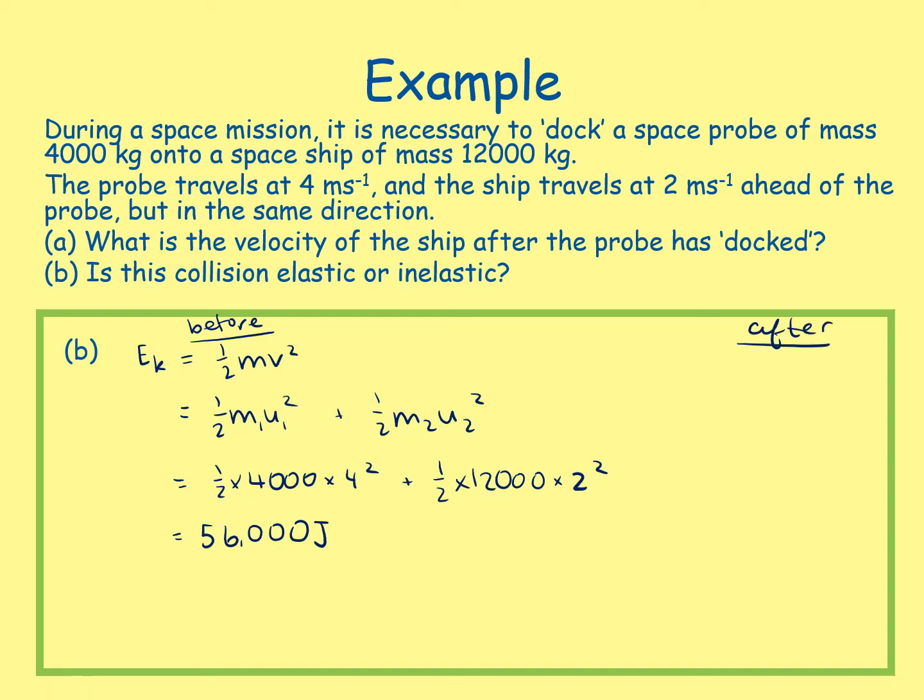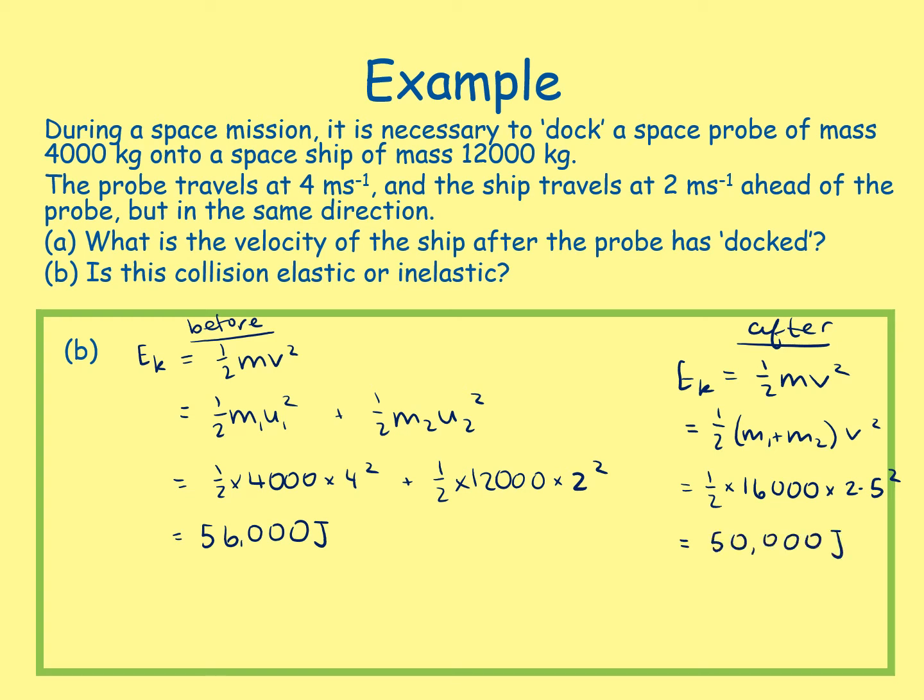Let's calculate kinetic energy afterwards. So EK equals a half mv squared. Splitting this up, this is a half (m1 plus m2) v squared. So we've got a half times 16,000, and we worked out our v to be 2.5, so we've got 2.5 squared in there, and that gives us an answer of 50,000 joules. We can see that our EK before is larger than our EK after, therefore it's an inelastic collision.